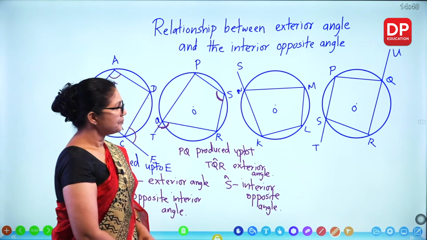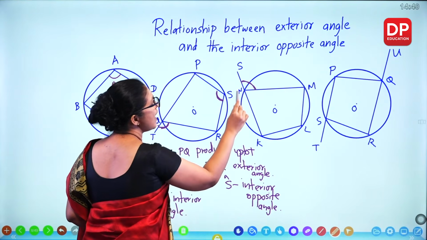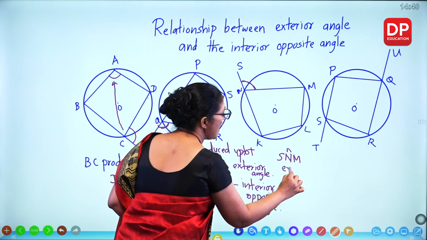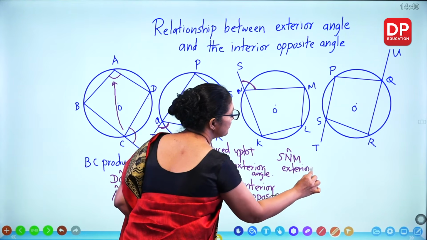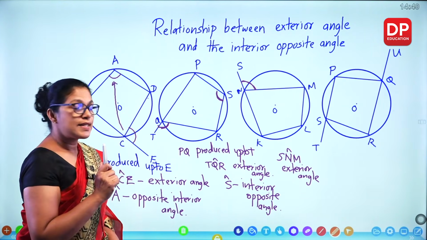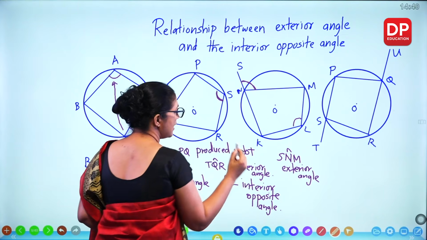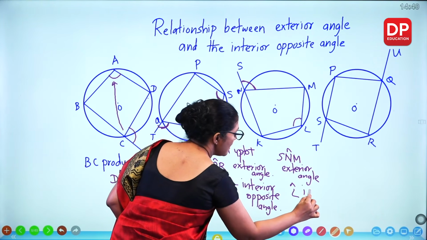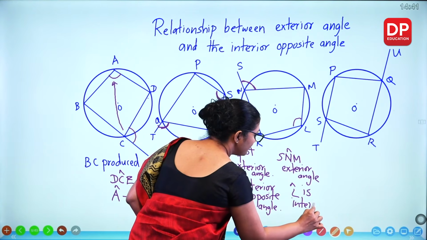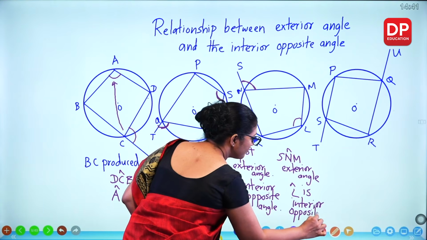In this one, what's the exterior angle? This angle, SNM. SNM is the exterior angle. What's the interior opposite angle? Opposite to this one, this angle. L angle is the interior opposite angle.